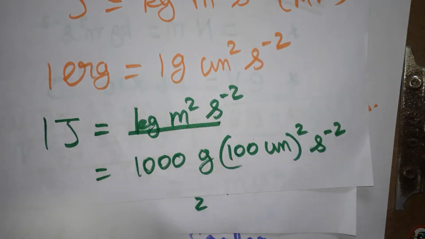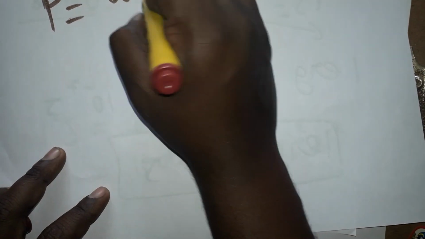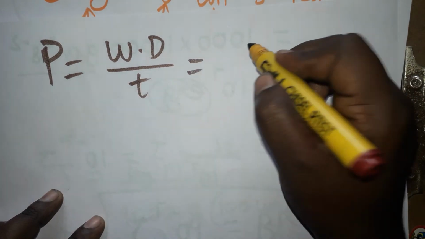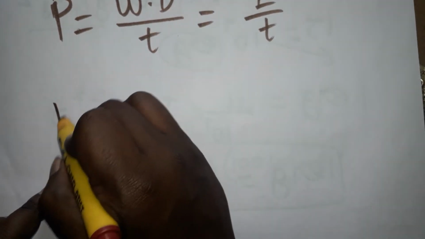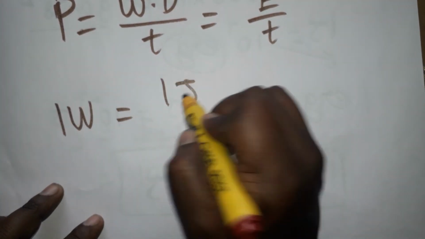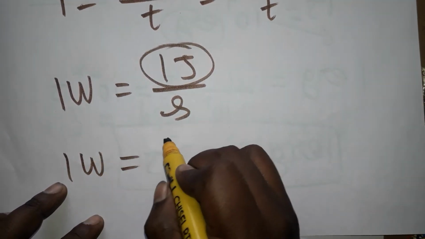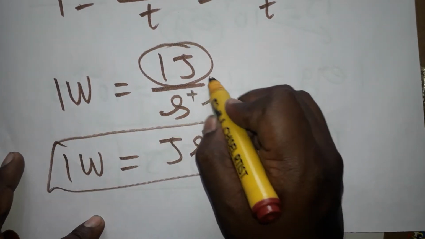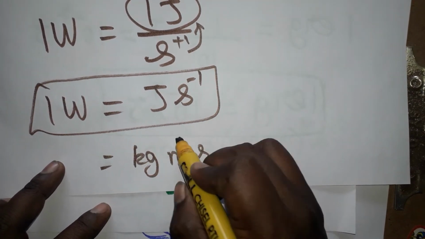Okay, next thing, power. Power is equal to work done by time. It's the rate of doing work also we can say. Otherwise energy by time also sometimes we can call. So power unit will be watt, energy unit will be joules, time unit will be second. So 1 watt is equal to joule second minus 1, just taking the second from the denominator to the numerator. Joules we already know, kg meter square second minus 2.